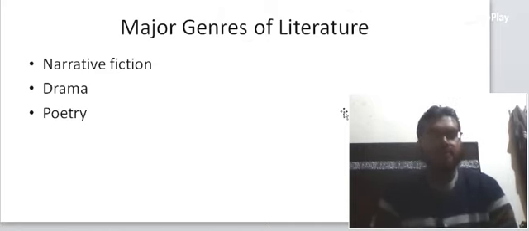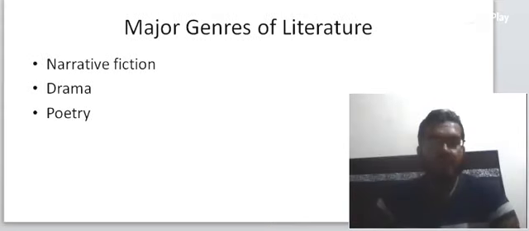Now here we are entering our discussion of major genres of literature. These are three: narrative fiction, drama, and poetry. Now I'll talk very briefly about these three one by one.